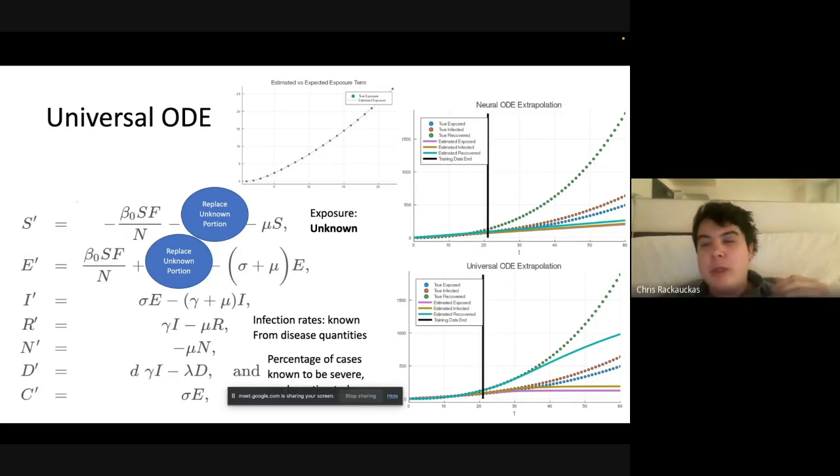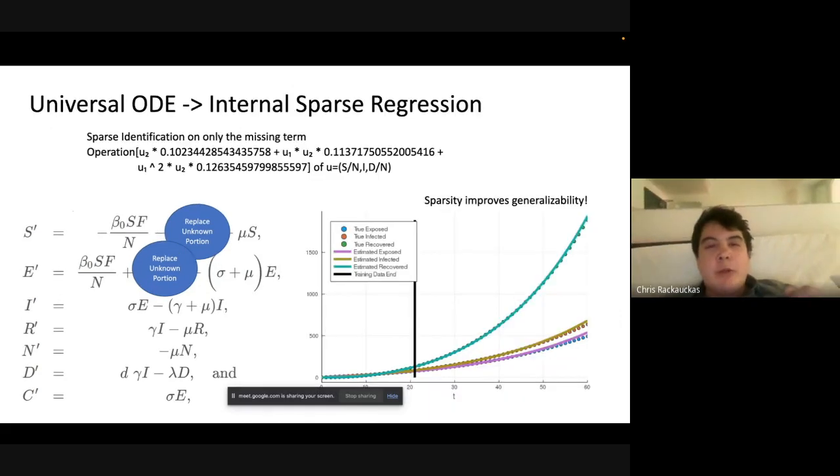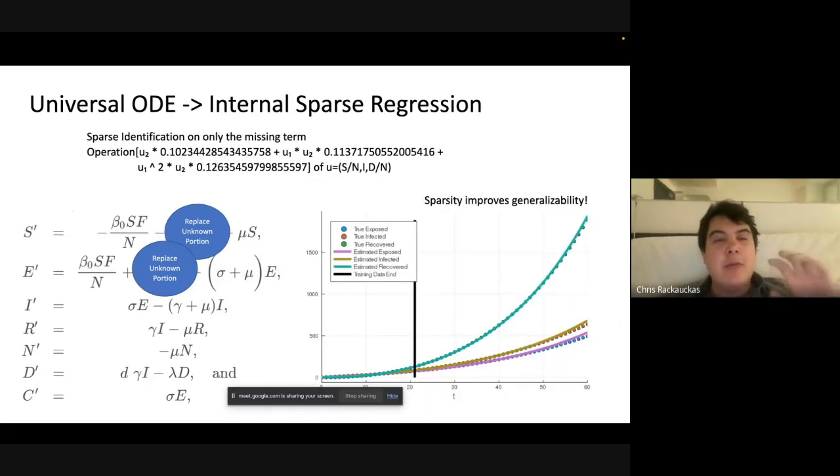The other thing is that using these techniques as a stepping stone is, I think, more important for a lot of scientific practice than using them as a predictive model. So I'll mention right here that the next thing we do with the universal ODE a lot of the time is something like an internal sparse regression.